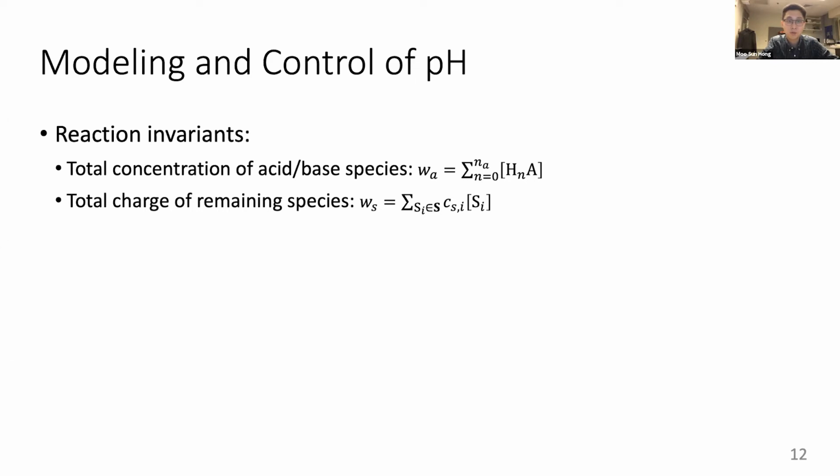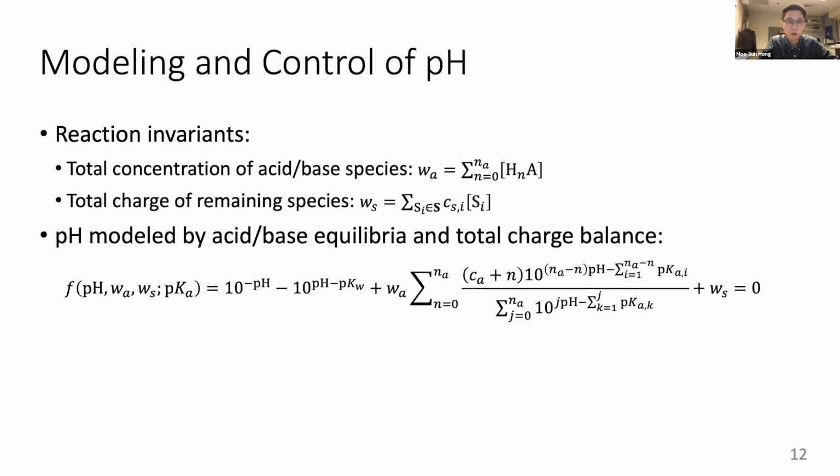For this, we have constructed a first principles pH model with reaction invariants, which are the total concentration of acid-base species and the total charge of the remaining species. To give you a little bit of chemical engineering background, the basis of the pH model is the acid-base equilibria and total charge balances, which are functions of the reaction invariants and the acid dissociation constants.